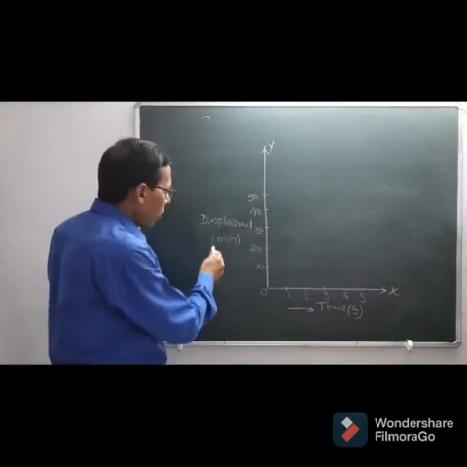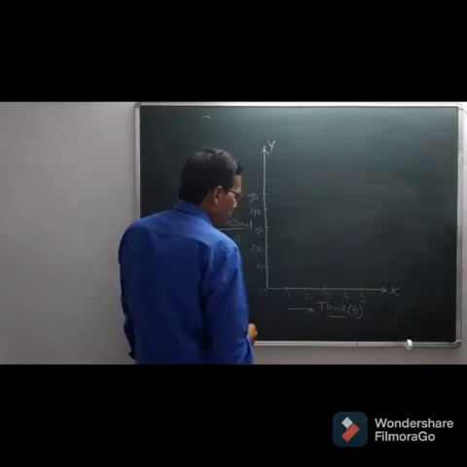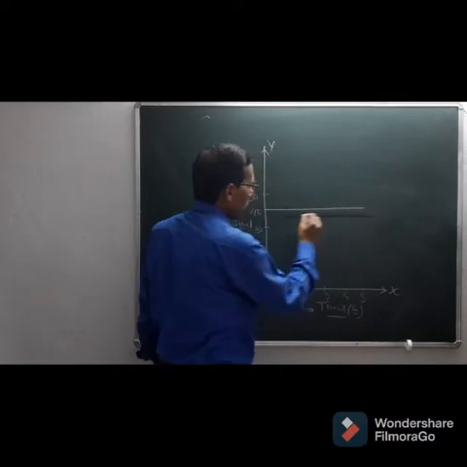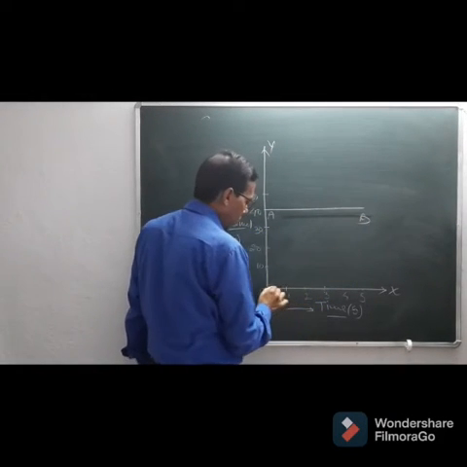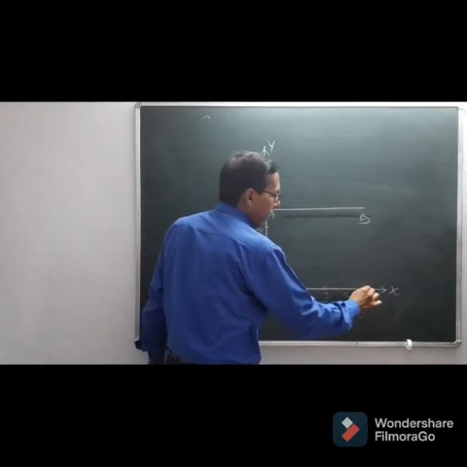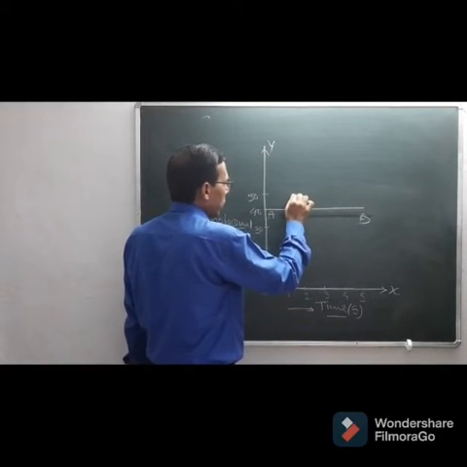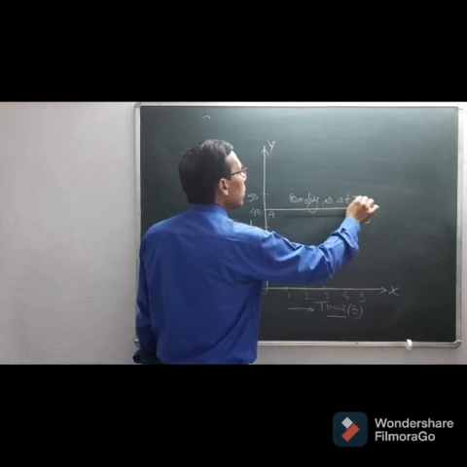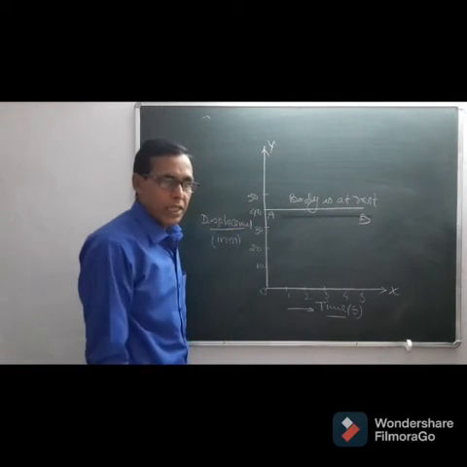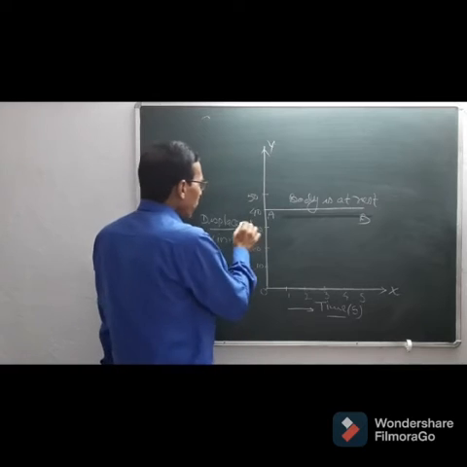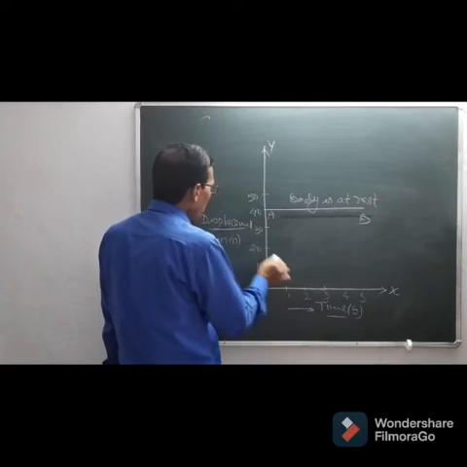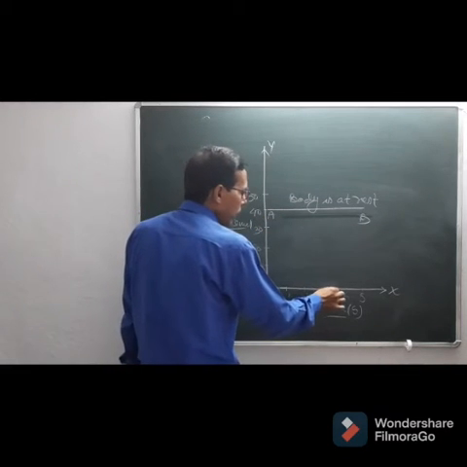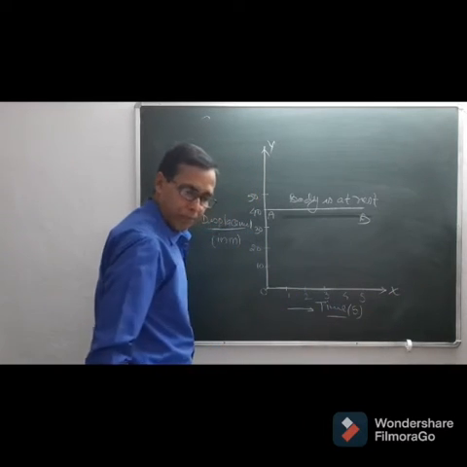So if we plot a graph between displacement and time and we obtain a straight line AB which is parallel to the time axis, then the body is said to be at rest, or body is stationary. So when we plot a graph between displacement and time or distance and time and we obtain a straight line parallel to the time axis or x-axis, it is said that the body is stationary.